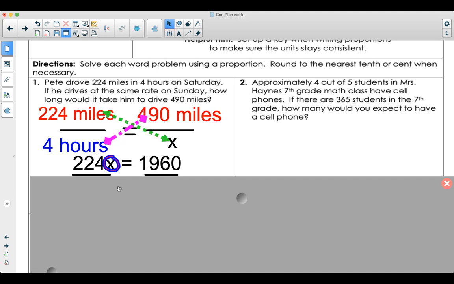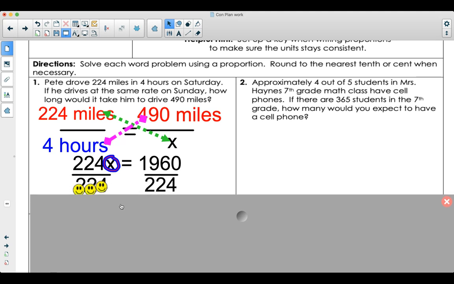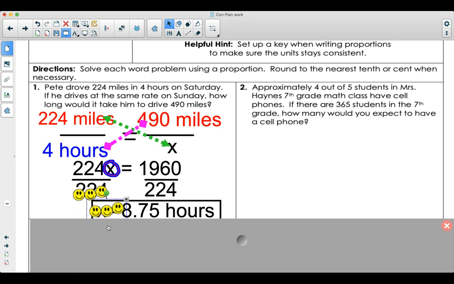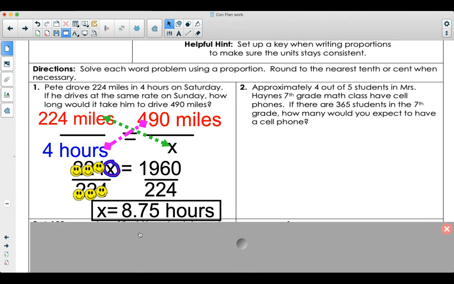This is 224 times x, so you do the inverse, which is divide by 224. The inverse of multiplying is dividing. So then the 224s cancel out. What am I left with? Ding, ding, ding. x is equal to 1,960 divided by 224, which is 8.75 hours.